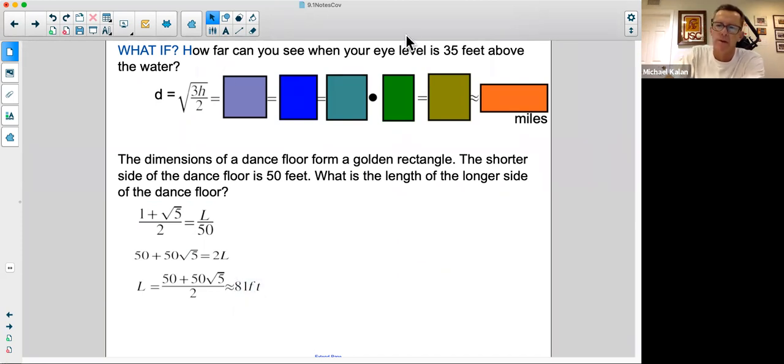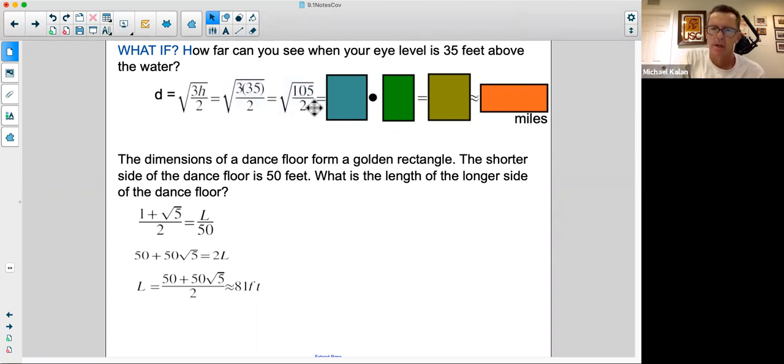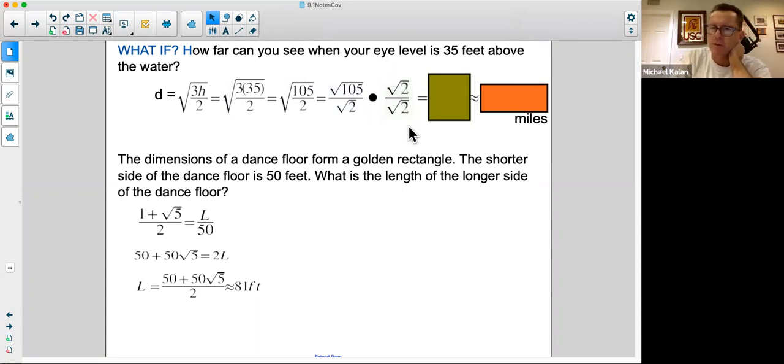Okay. Remember here we were talking about how high your eye level is. So 35 would go in for H, right? So 3 times 35 is 105. What would we do next? Can't have a fraction in a radical, right? It's not simple radical form. So we would split it, right? And then what would you multiply top and bottom by? √2 over √2. Then we can finally write it. But since it's a word problem, we're going to figure out what the square root of 210 is, and then divide by 2, and it's about 7.25.